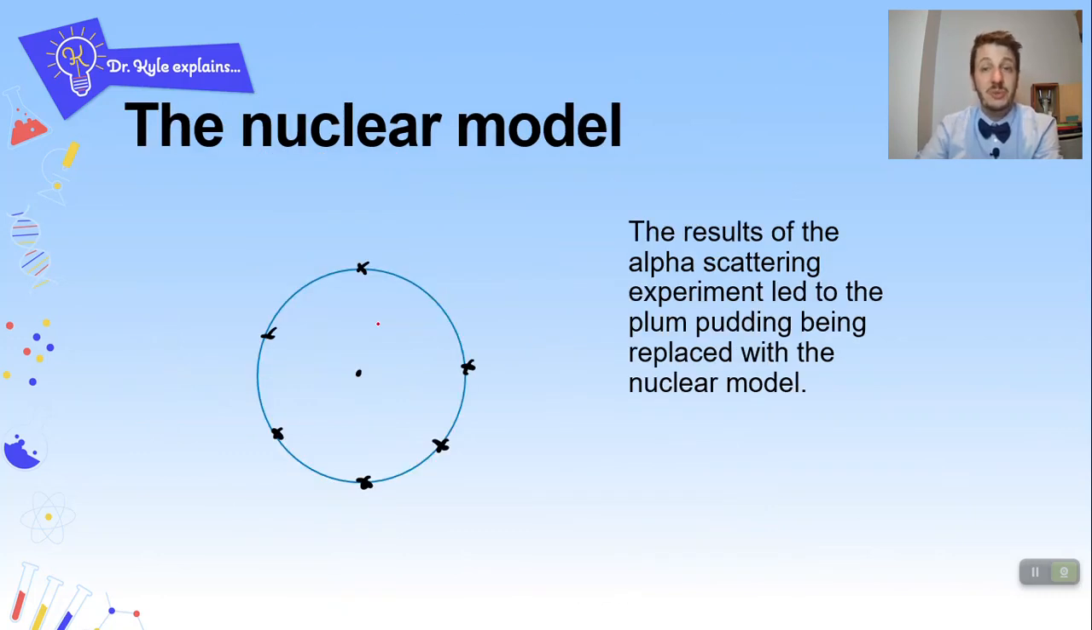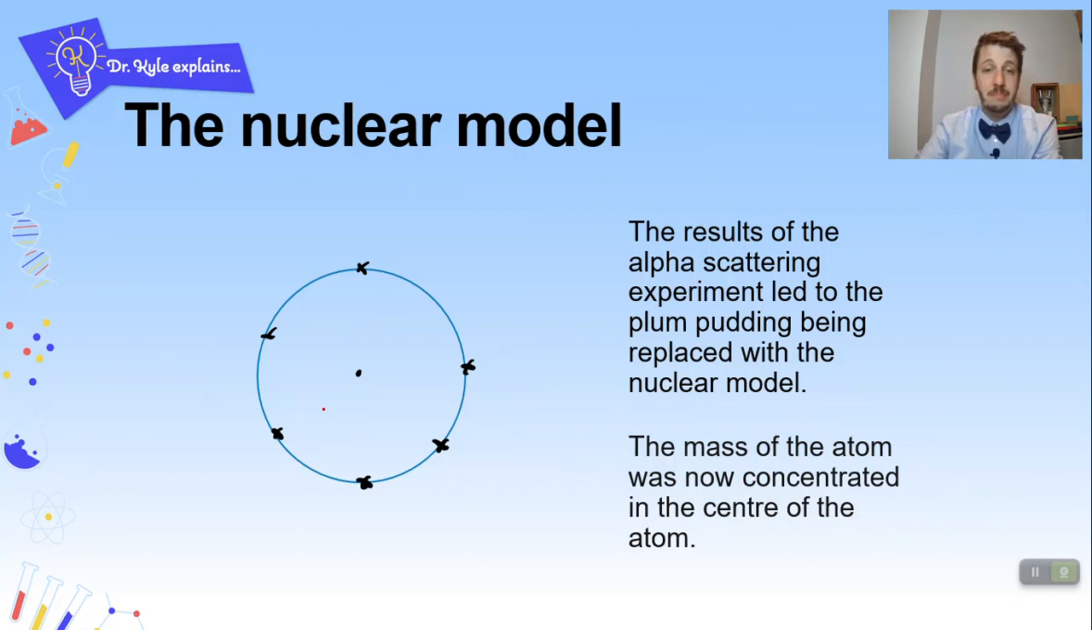Okay, so the results of the alpha scattering experiment led to the Plum pudding model being replaced with the nuclear model. And so most of the mass of the atom was now concentrated in the center. The electrons were now on the shells, and most of the atom is now empty space. Sometimes the nuclear model is also known as the Rutherford model.